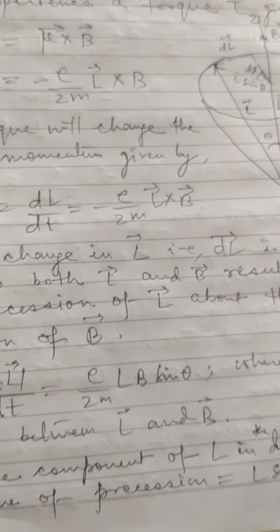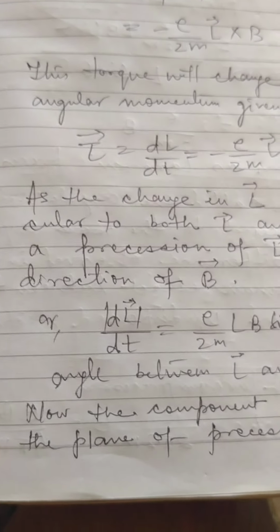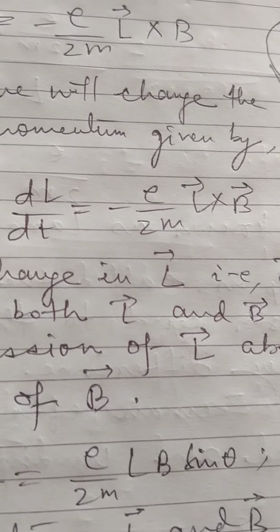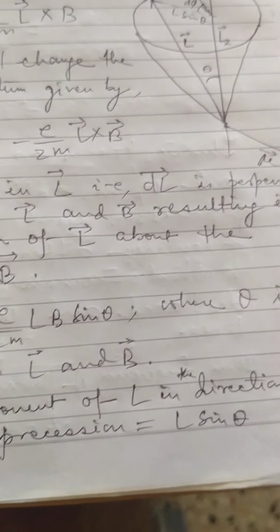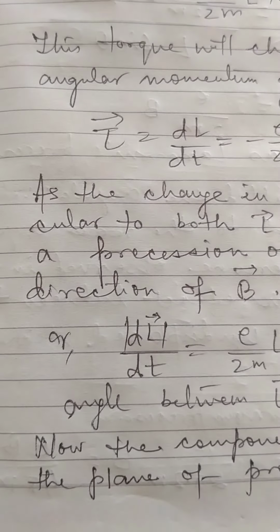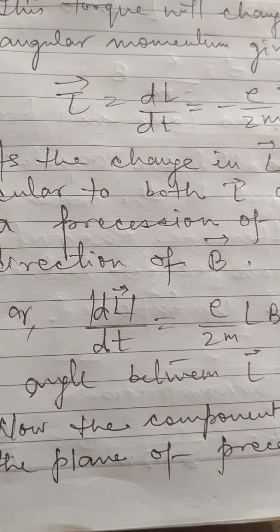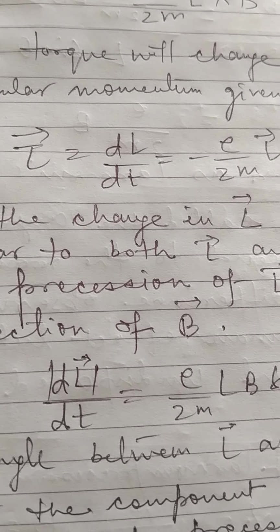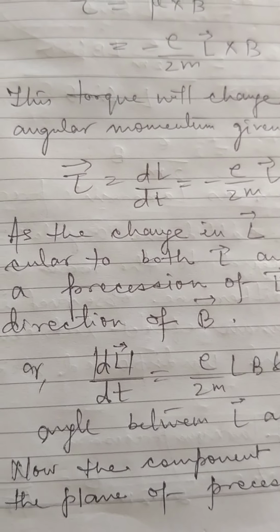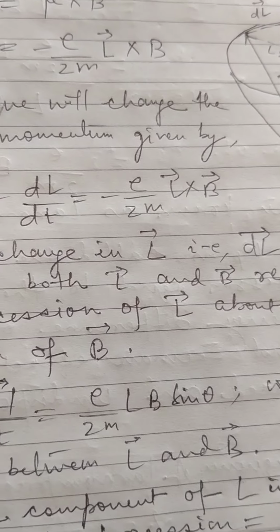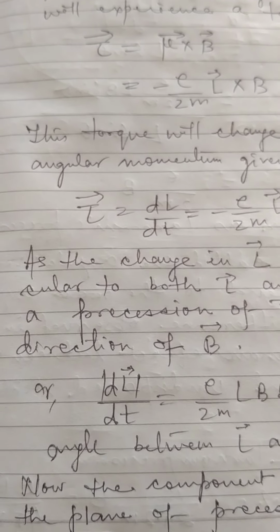Looking at this, we see that the torque is equal to dL by dt, which is equal to minus e by 2m L cross B. As the change in L, that is dL, is perpendicular to both L and B, it results in a precession of L about the direction of B. Since dL is perpendicular to both L and B, the change in angular momentum is in the direction perpendicular to L and B, so there will definitely be a precession motion about the direction of B.